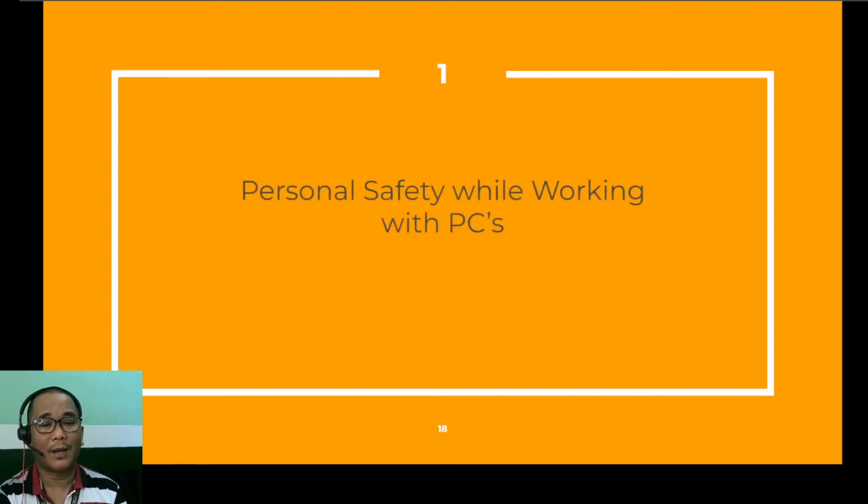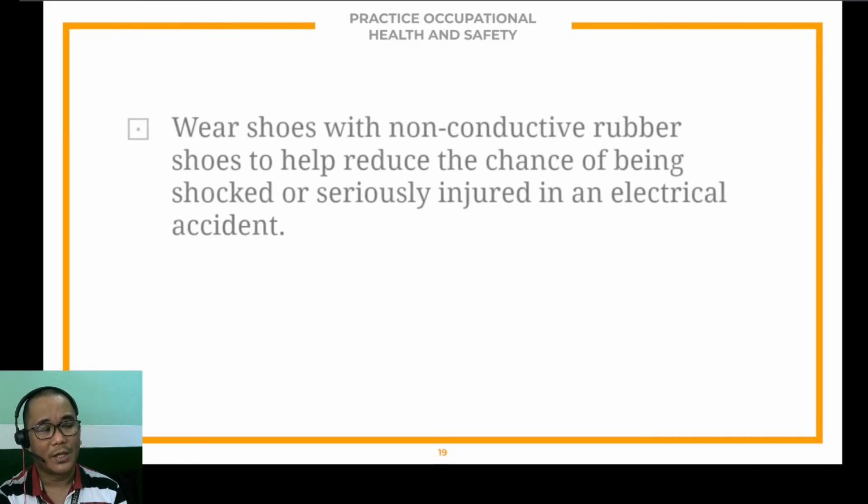Now, what about personal safety while working with computers? What are we going to consider in our personal safety in working with our PCs? The first one, you need to wear non-conductive rubber shoes to reduce the chance of being shocked or seriously injured in an electrical accident. So don't forget to wear rubber shoes. Working barefoot is not advisable.